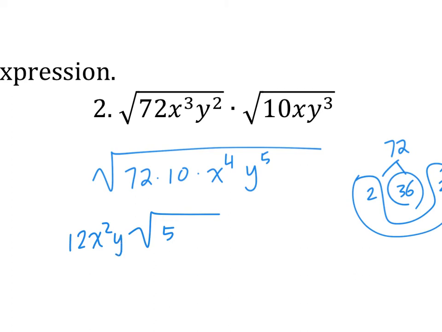Do we need absolute value on anything? No, we don't need absolute value. Yes? What is the index 2? Oh, sorry, that's not an index 2. That's a square.